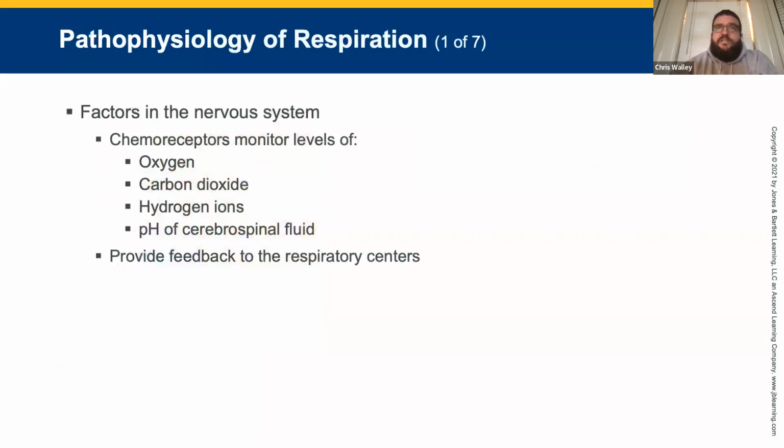The pathophysiology of respiration. So let's break it down. The factors of the nervous system: the chemoreceptors monitor the levels of oxygen, carbon dioxide, hydrogen ions, and the pH of the cerebrospinal fluid, and provide feedback to the respiratory system. It's just so crazy that our body is keeping its own chemical lab up on a regular basis, and we just live in it.